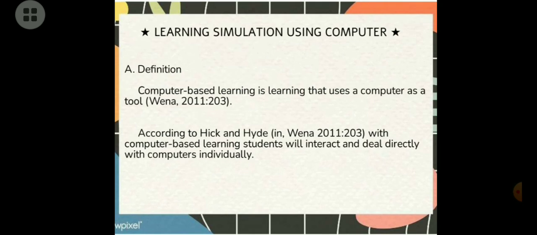Learning simulation using computer. Definition: computer-based learning is learning that uses a computer as a tool. According to Hick and Hayes in Wina, with computer-based learning, students will interact and deal directly with computers individually.